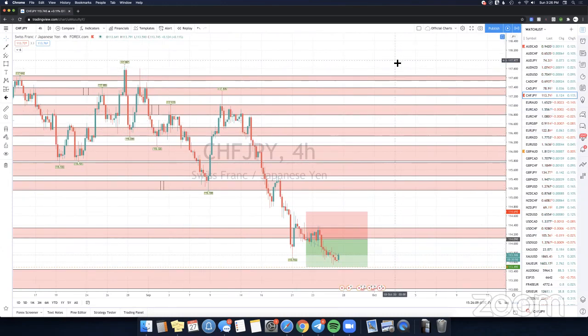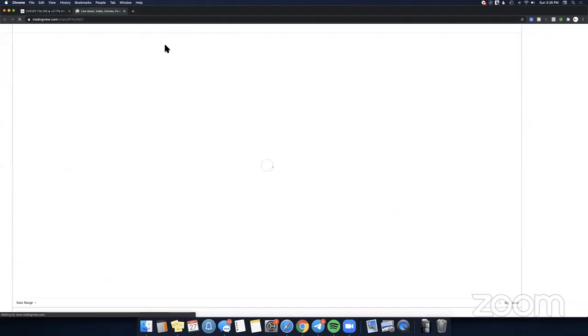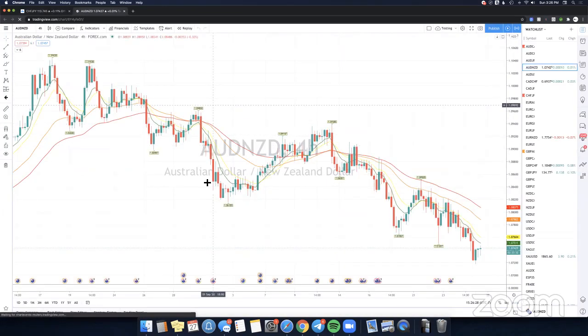Let's see. Ruby said, "Are the K2 signals valid on every time frame?" Yeah, so it really depends on what time frame you're trading on, Ruby. But say if you're, I don't know what strategy you're applying, but here I'll just show you an example. I'll just pull up another chart, because I don't want to mess up my official charts. I'll just pull up something over here.